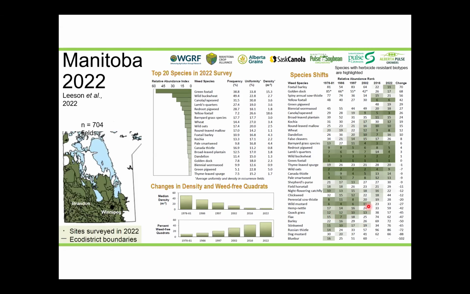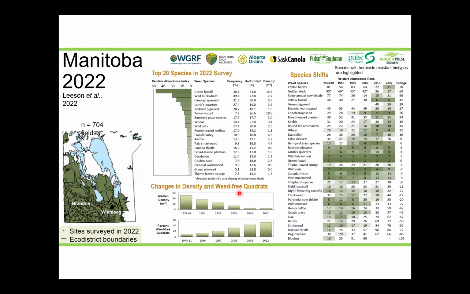And this is just another thing. This poster is housed at the Prairie Weed Monitoring Network. Or if anybody wants these, I can send you PDFs of this. But this just shows our last survey. This is our top 20 weeds and where they rank in relative abundance.